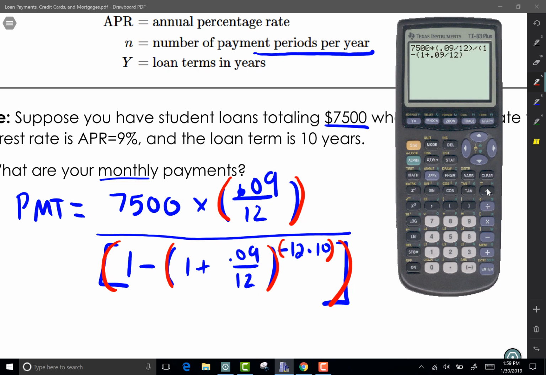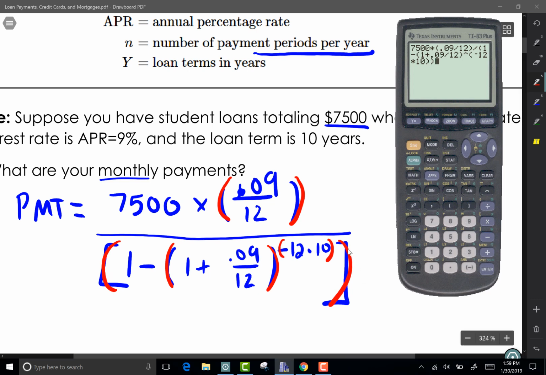Now I'm going to raise this to the power of negative 12 times 10. So I'm going to raise it to the power of, and then I have to close my parentheses around my exponent, negative 12 times 10, close my parentheses. And then I have one more parentheses to close after the exponent. That's this one right here, the big one underneath in the denominator. And then I'm going to hit enter.